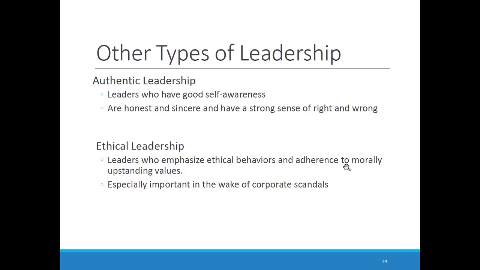Ethical leadership is focused on leaders who emphasize ethical behaviors, so behaving according to ethical guidelines and adhering to morally upstanding values. So ethical leaders very clearly say what they believe their organization believes is ethical and moral, and they stick to those values. They uphold those values. And this is especially important in the wake of corporate scandals.